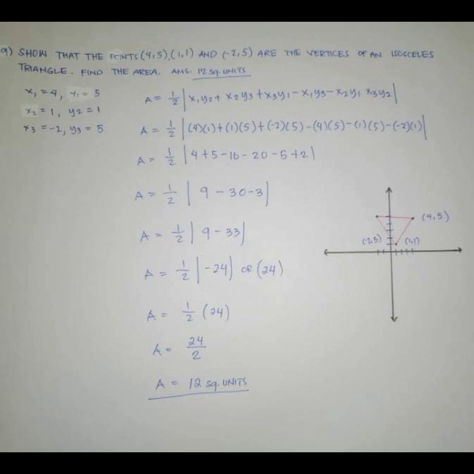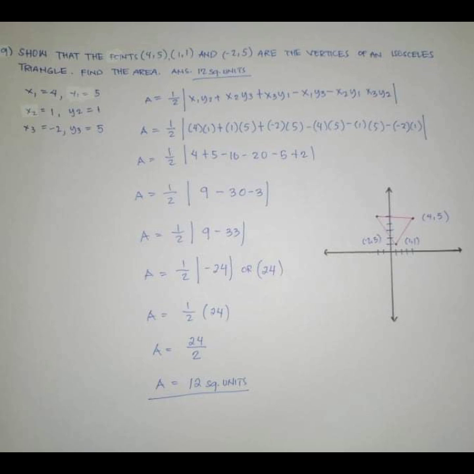So next, number 9, show that the points 4 and 5, 1 and 1, and negative 2 and 5 are the vertices of an isosceles triangle. Find the area. So first, x sub 1 is equal to 4, x sub 2 is equal to 1, x sub 3 is equal to negative 2, and y sub 1 is equal to 5, and y sub 2 is equal to 1, and y sub 3 is equal to 5.